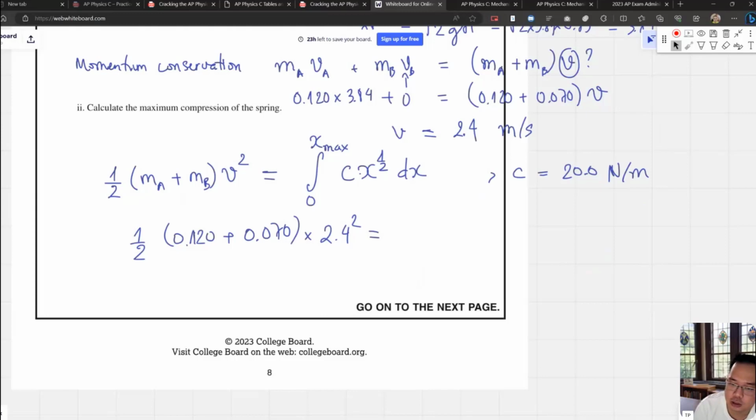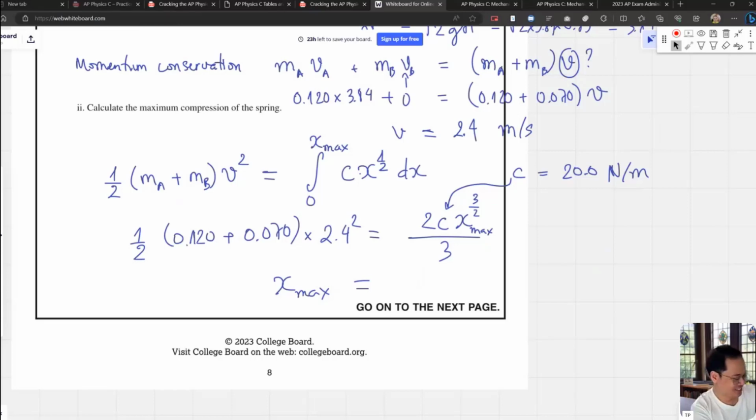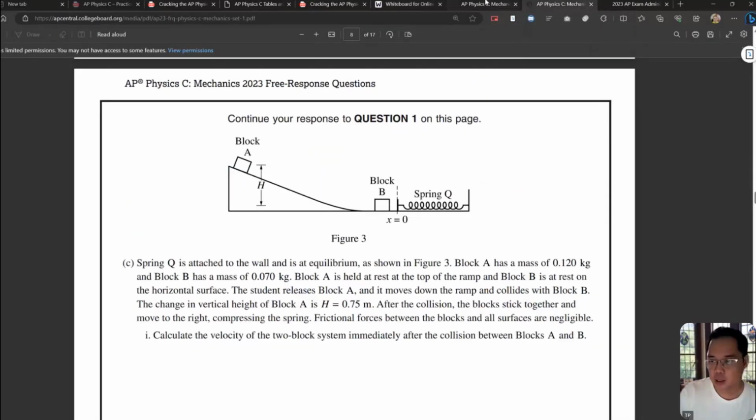This integral results in 2C x max to the power 3/2 over 3, because the lower limit here is 0. C is 20. Just replace that value, and then finally you can calculate x max. Okay, please do the last calculation. I like being challenged like this. Okay, have you found the maximum compression? 0.8.